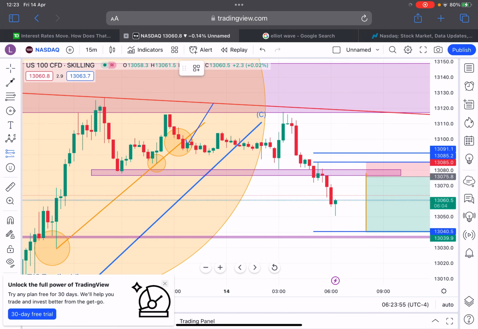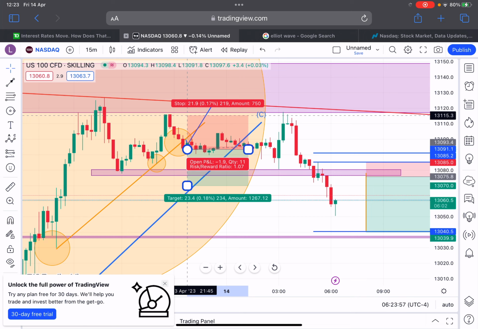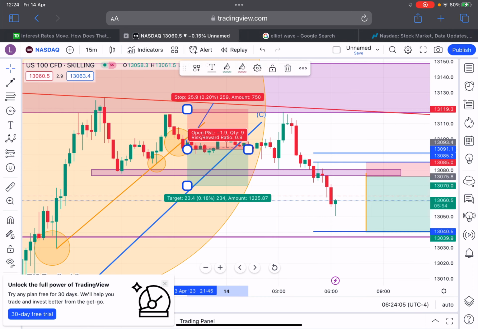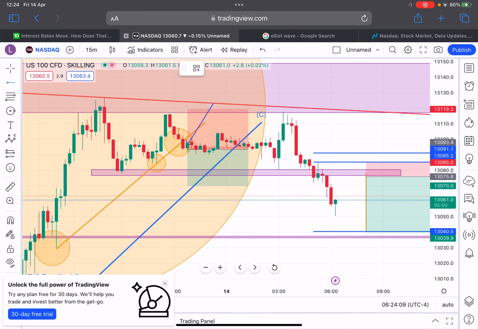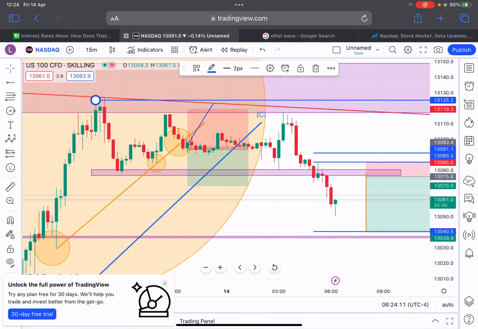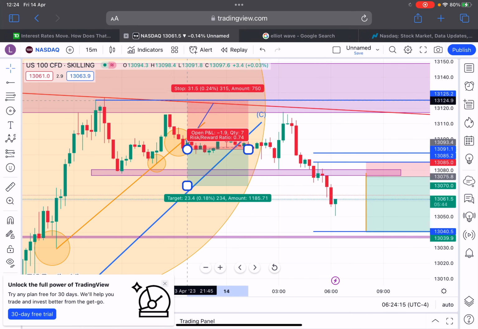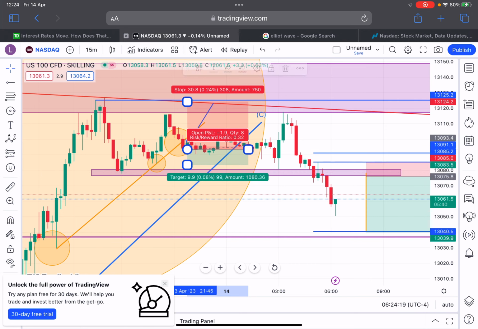I could have entered here. My stop loss could have been here on this support right here. Boom. Let me do this to highlight my stop loss. Yes, that is my stop loss. And then my take profits could have been right here.